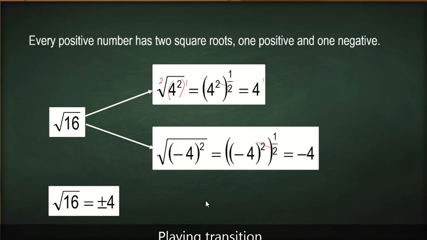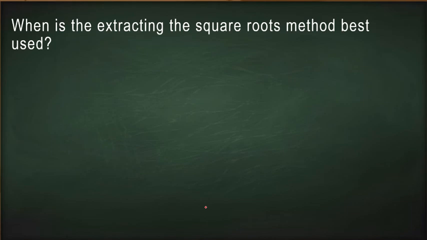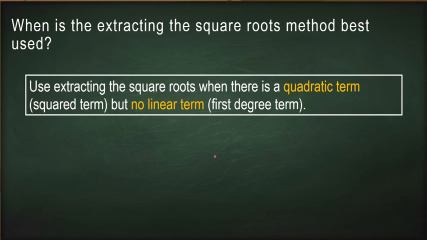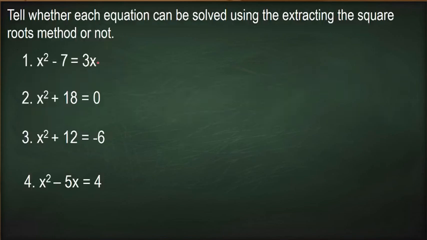Next. Now, when is the extracting the square roots method best used? We use the extracting the square roots method when there is a quadratic term or squared term, but no linear term or first degree term. Let's have some examples. Tell whether each equation can be solved using the extracting the square roots method or not.